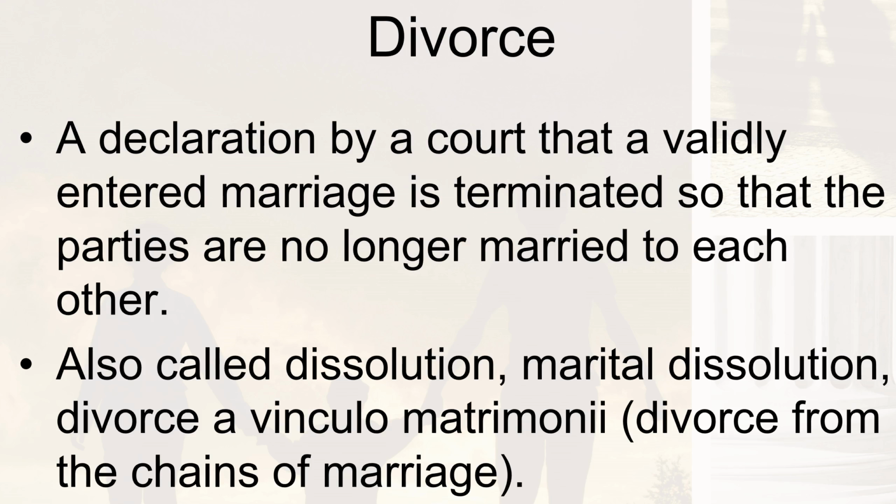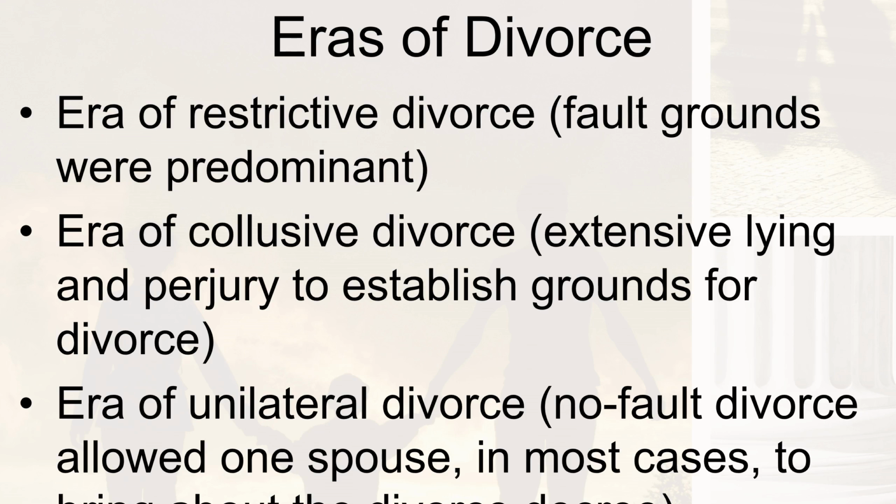So, what we know as a divorce or a dissolution is a declaration by a court that a validly entered marriage is terminated so that the parties are no longer married to each other. It is also known as a dissolution, a marital dissolution, or a divorce a vinculo matrimonii, or a divorce from the chains of marriage. So there are three main eras of divorce.